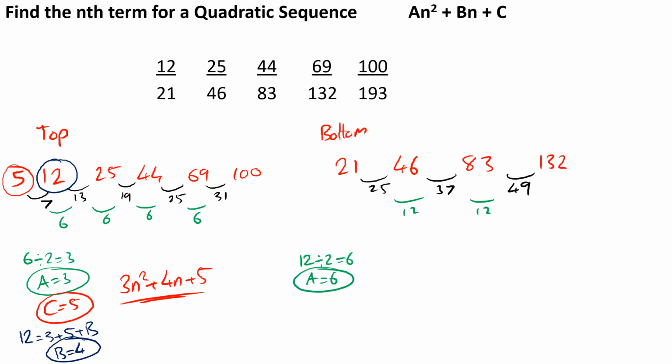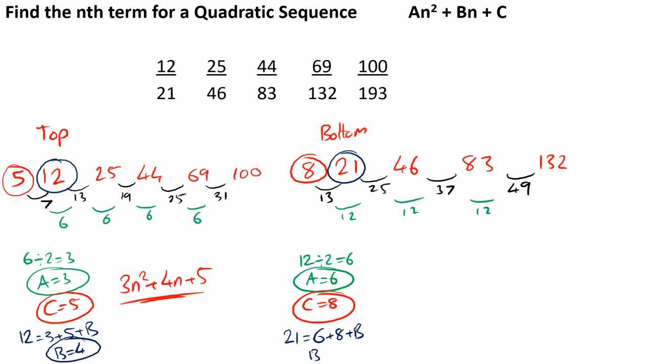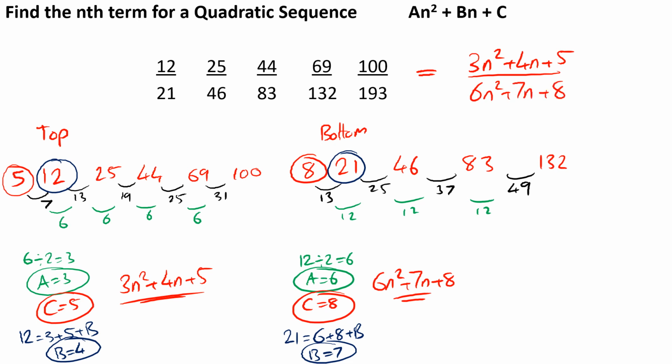Then we want to go back one, so we know the second difference is always 12, so that means our first difference is 13, so that means we started at 8, so c equals 8. And lastly, we want to use the first term, so we're going to say 21 is 6 plus 8 plus b, which is 14 plus b, so b equals 7. So our answer there would be 6n squared plus 7n plus 8. So what do we do? Well, for our overall nth term then, put the top on the top, 3n squared plus 4n plus 5, and our bottom on the bottom, 6n squared plus 7n plus 8.